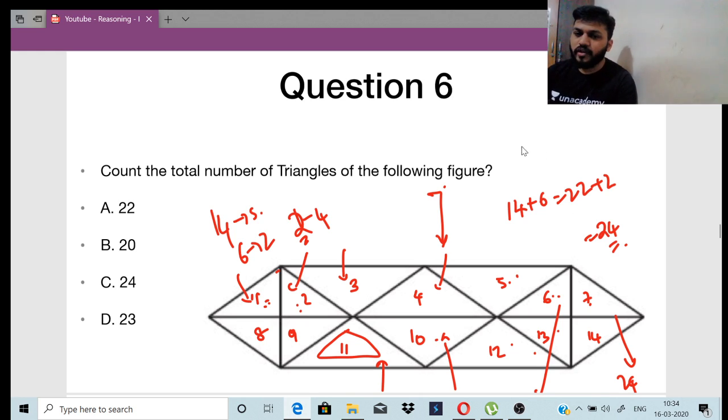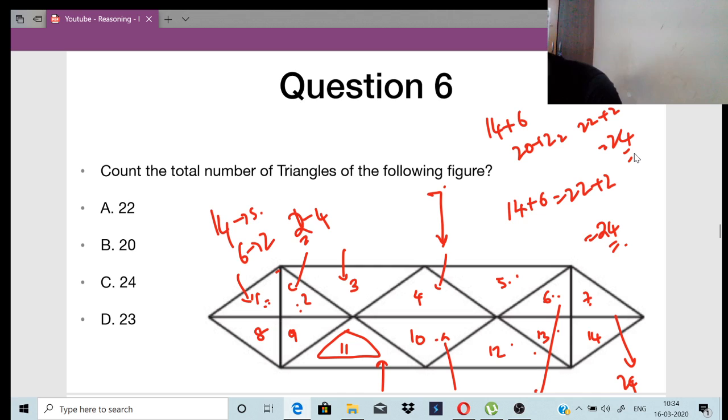Yeah, it will be 22 only, no? 14 plus 6, 20, right? 20 plus 2, 22. 22 plus 2, 24. सही बता रहा हूँ ना मैं?